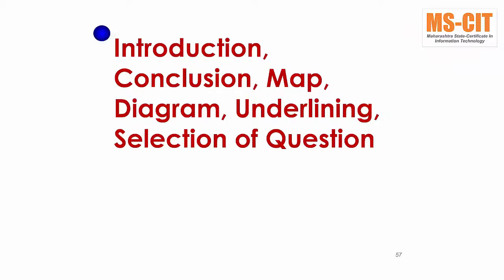And selection of question means, if there are 2 options, out of 2, you will have to solve 1 question. And you are comfortable or good with both questions, then which question you should select? My suggestion is, if there is a map or diagram related to that question, then you select that specific question. Normally students are reluctant to draw diagram or map, and they are comfortable with writing more words or more lines or more lengthy answer. But for getting good marks or full marks, if you select the question which covers diagram or map, then you are likely to get good marks or full marks.